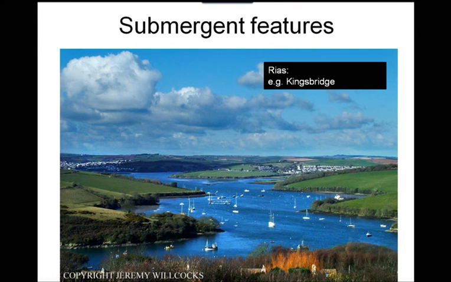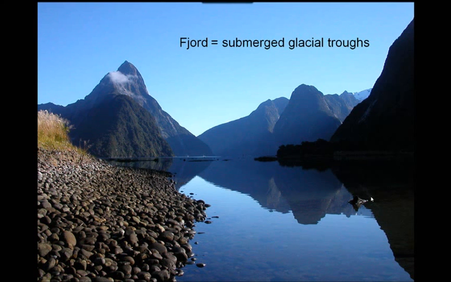Submergent features. Very quickly, look at a few photographs of these. Here's a ria in Kingsbridge. Confusingly, Kingsbridge is called an estuary, but it is technically a ria. So you can impress your friends with the fact that you know it's a ria, not an estuary. So it's a submergent feature. Here's a fjord, a famous one, I think this is New Zealand, and it's Mitre Peak here. Very steep-sided, very deep, and a typical fjord.